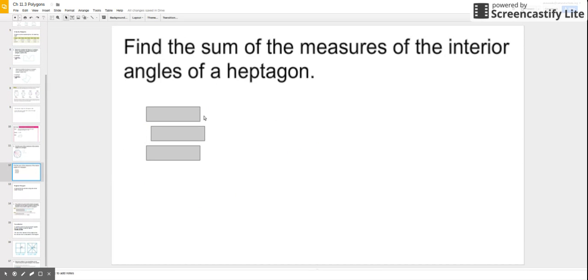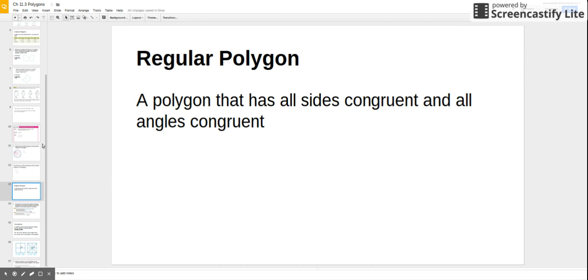Let's look at another example. Find the sum of the measures of the interior angles of a heptagon. You know a heptagon has 7 sides. So instead of n, you would input 7. So 7 minus 2 times 180. Well, 7 minus 2 is 5 times 180. You get 900.